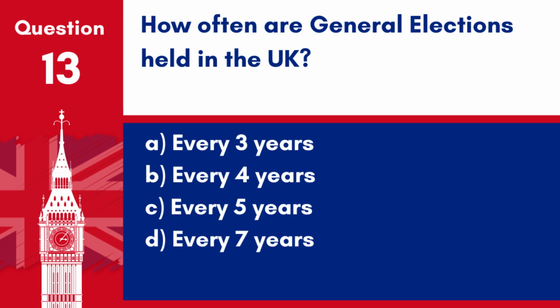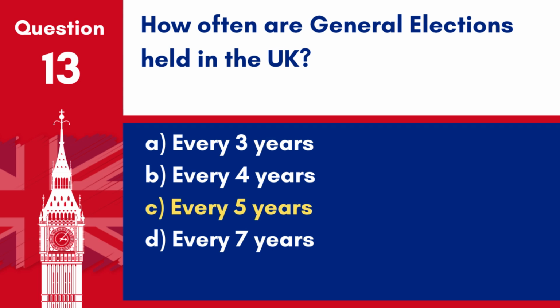Question 13. How often are general elections held in the UK? A. Every 3 years. B. Every 4 years. C. Every 5 years. D. Every 7 years.